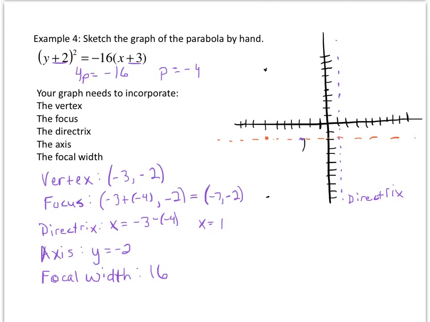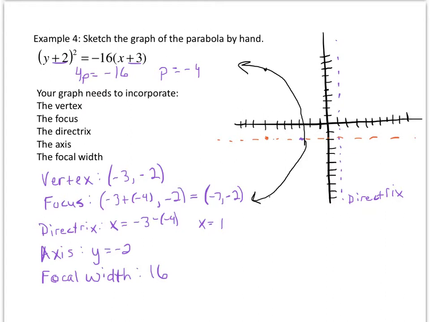So when I draw this, it's going to be a U-shaped graph that goes through the vertex and the focal width points. Let me try this again. Something like this. Obviously it doesn't have to be perfect.